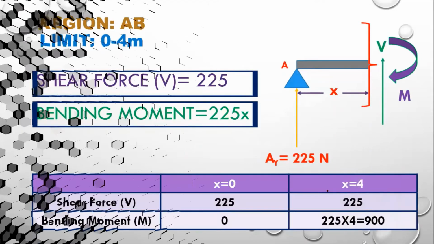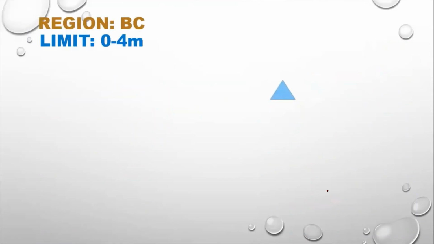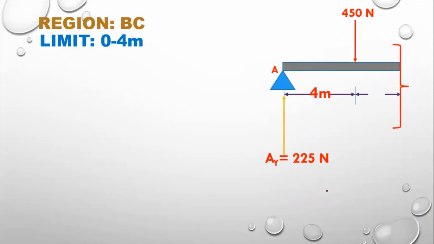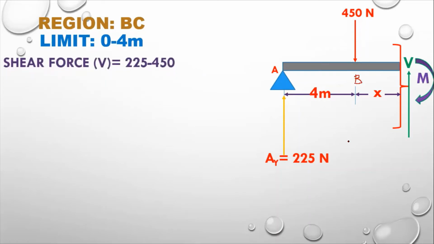So region BC, this is 450 Newton, and we have the point A, section cut, AY equals 225 Newton. There is X from A to B, then B up till the section cut is X. You can see here. So what can I write over here? It is point B. Now we will sum up shear force and bending moment. V represents shear force and M represents bending moment.